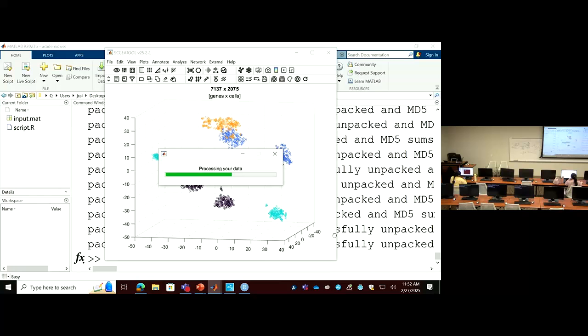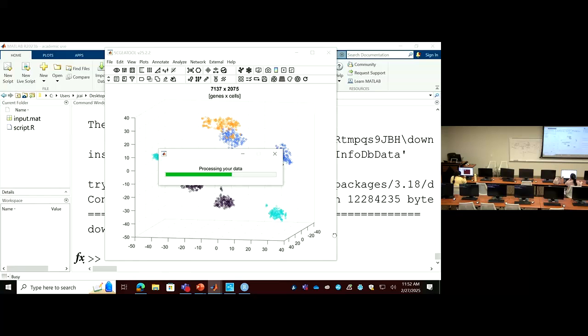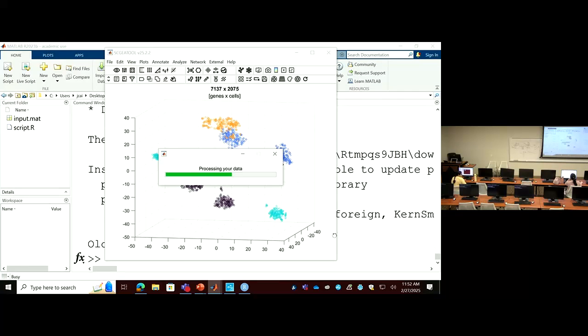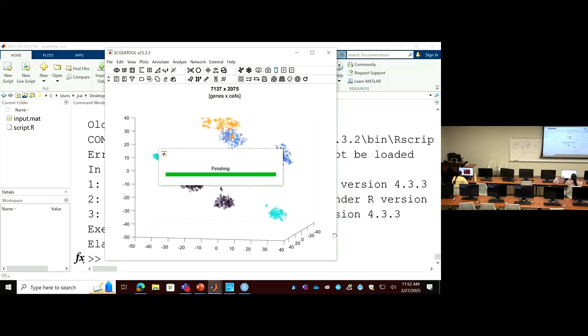So the Surat package is using UMAP, I believe, so we will come back to the UMAP embedding. It looks similar to what we can run using UMAP here. Yeah, I don't know what happened. But yeah, it's very slow.